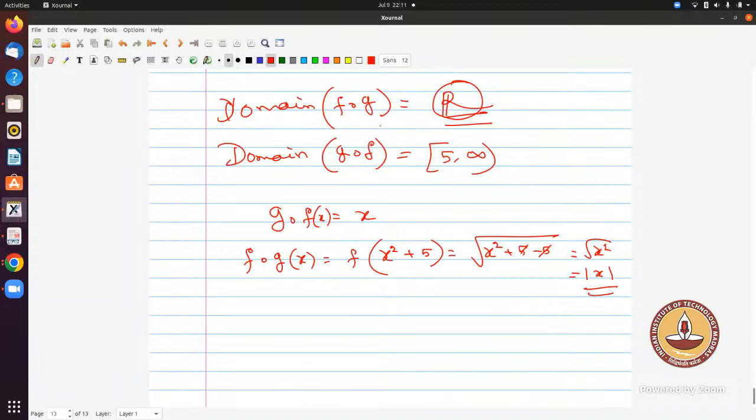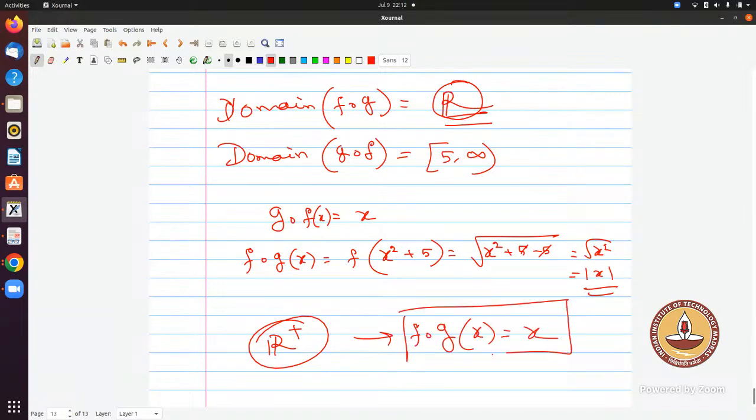Can you tell me what domain I should consider here to ignore the mod part? The negative I can exclude, right? If I restrict the domain to R plus, then F compose G is nothing but X, because I am talking only about positive numbers. Correct? Is it clear to everyone?